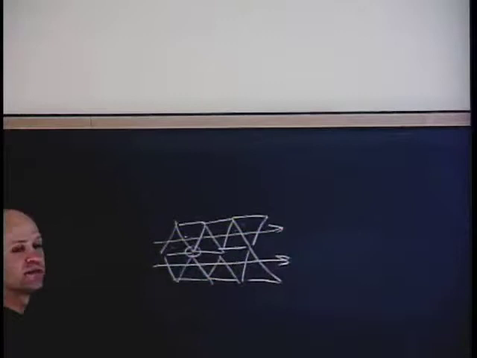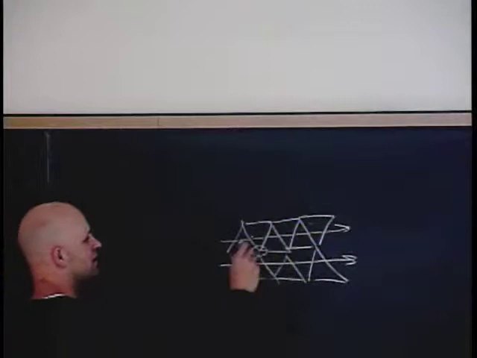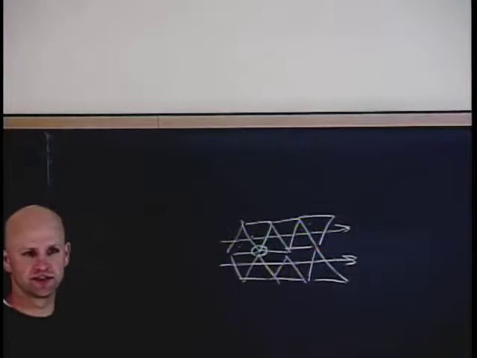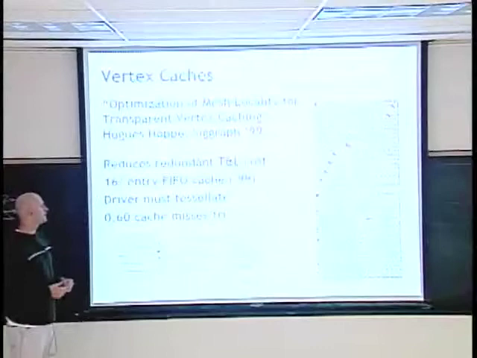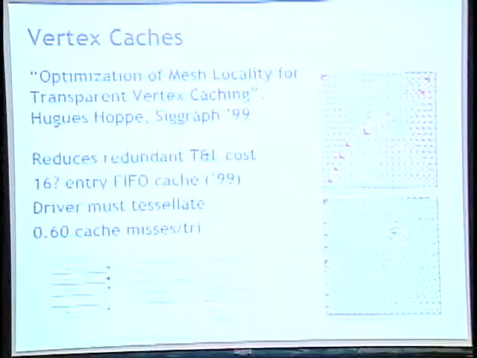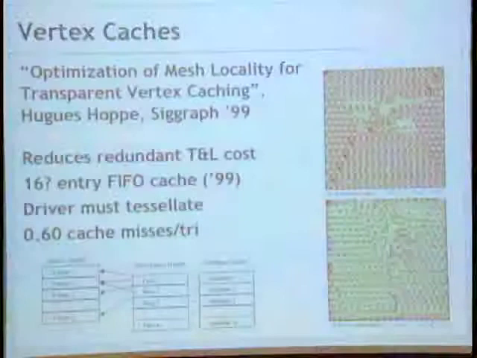Because if we're doing this and then we're doing this, maybe we could have a little cache and store transformed and lit vertices in this cache, and then we don't have to do that again. I'm now going back to the screen, no longer on the board. So he's trying to reduce the transform and lighting cost. It turns out if you have a fairly small cache, all you needed in theory in 1999 was 16 entries. It might be some of you did this for a project because they actually do have these caches in hardware.